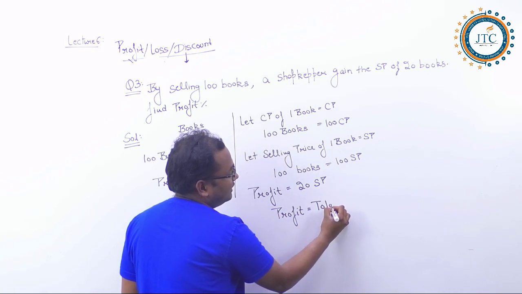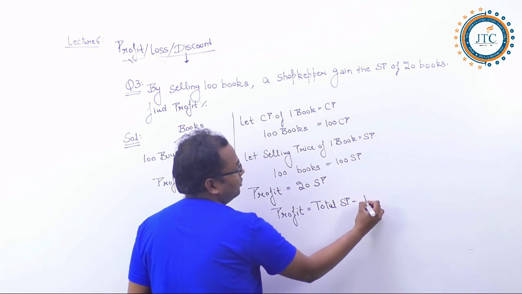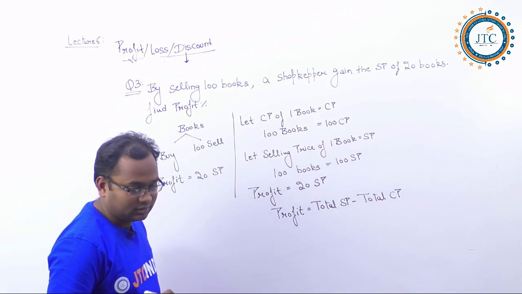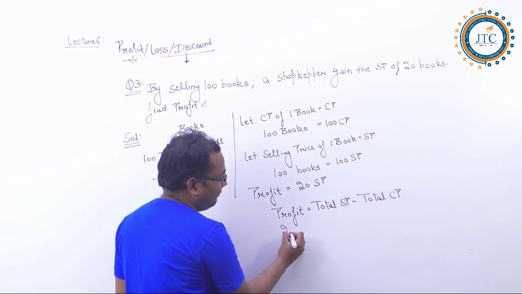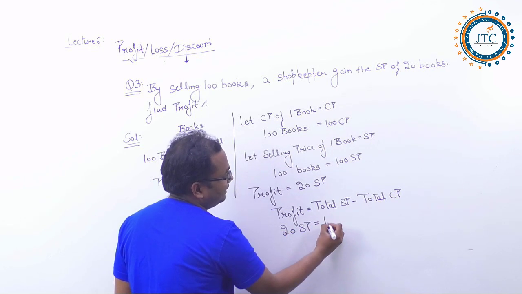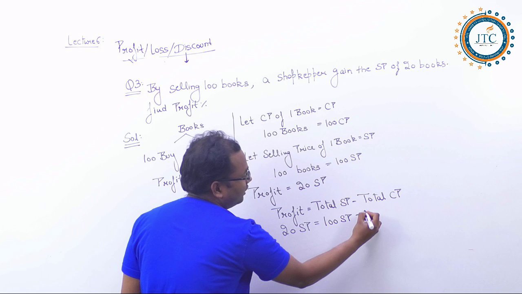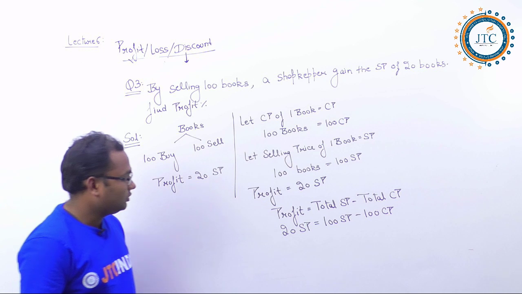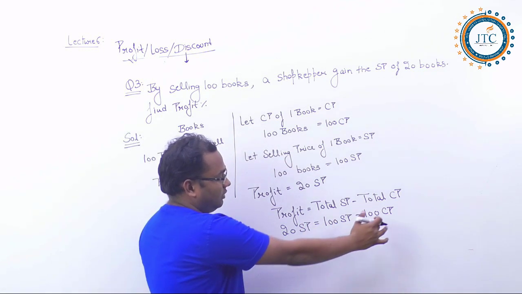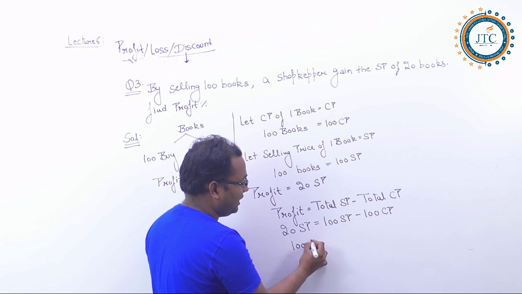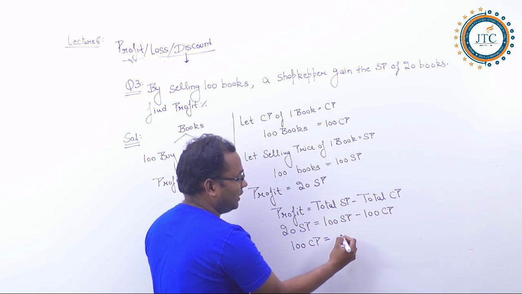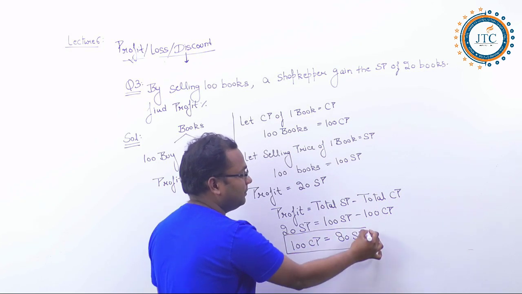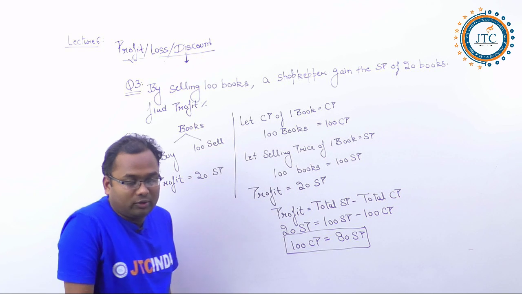Profit is equal to total selling price minus total cost price. So what is the value of profit? Profit is equal to 20 SP, total selling price is equal to 100 SP, total cost price is equal to 100 CP. So take this on the right hand side, 100 CP is equal to 100 minus 20, which comes out to be 80 SP. So students, 100 CP comes out to be equal to 80 SP.